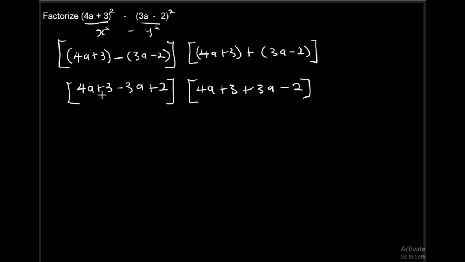At this point, we simplify. We take the two brackets as a product. 4a − 3a is a, plus 3 plus 2 is plus 5, so we have (a + 5). And then we have 4a + 3a, that will give us 7a, plus 3 minus 2, we have positive 1. So (a + 5)(7a + 1) becomes our answer using difference of two squares.